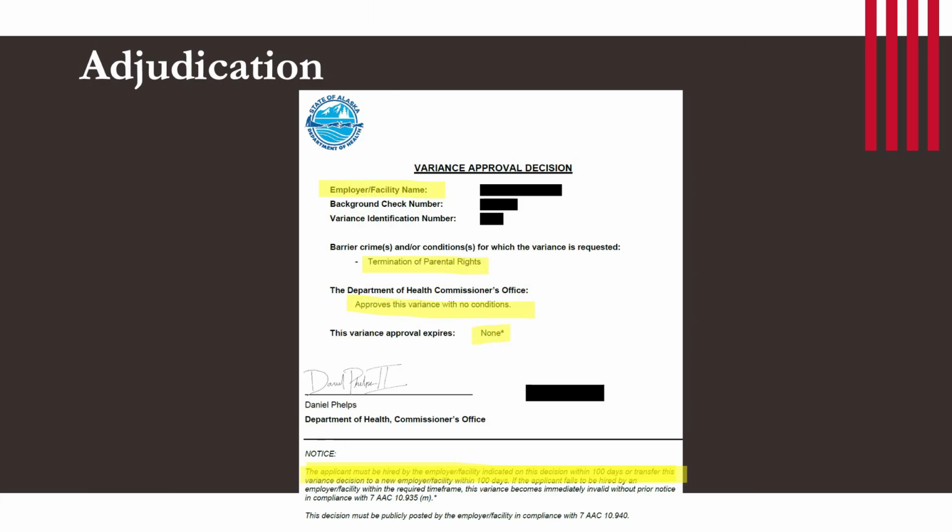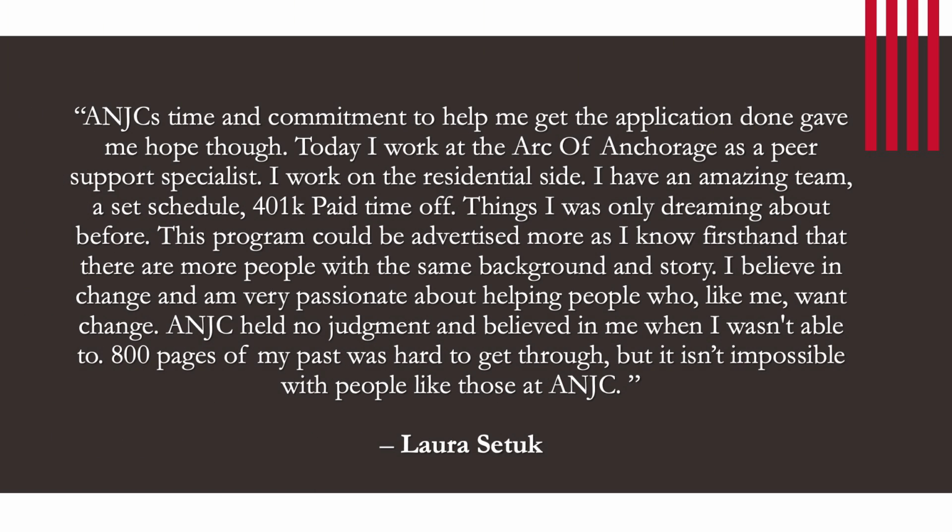Adjudication. If the variance application is approved, this is what the approval notice will look like. The approval notice will indicate if there are any conditions set on the approval and who the associated provider or employer is. The bottom highlighted portion of the notice has an important reminder that the applicant must be hired by the employer facility indicated on the decision within 100 days or transfer the variance decision to a new employer facility within that 100 days.